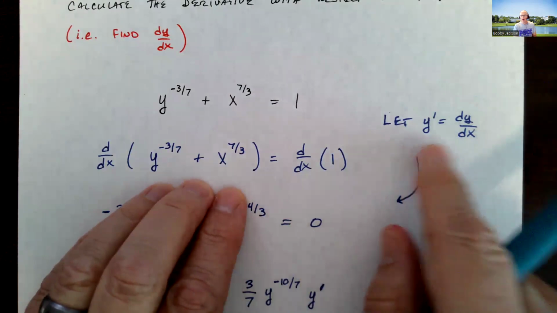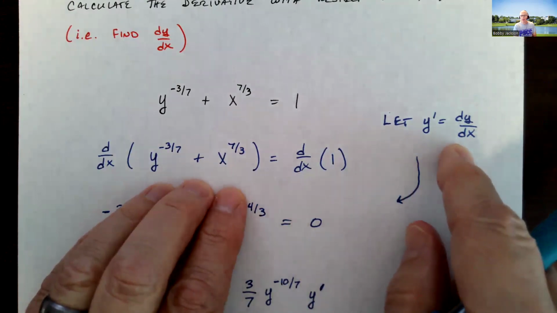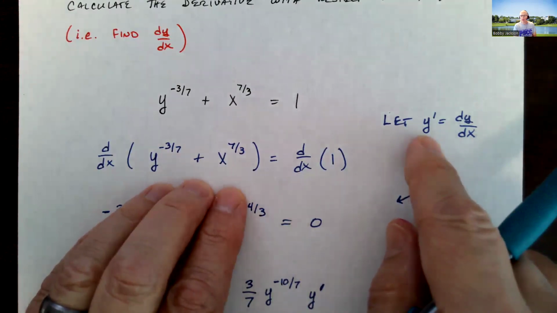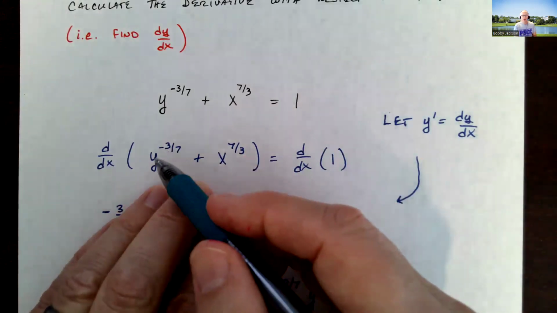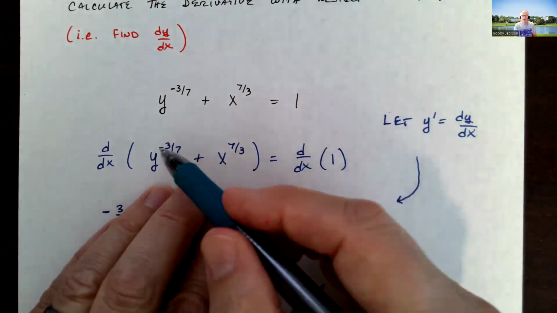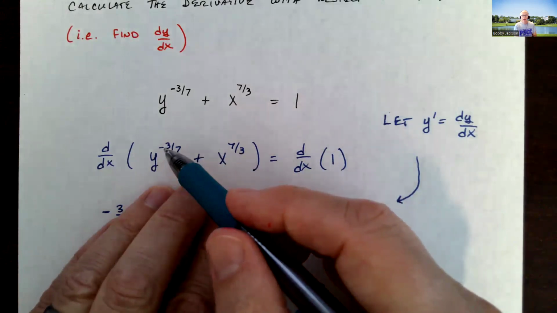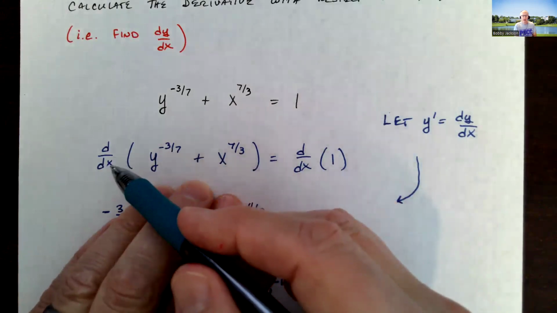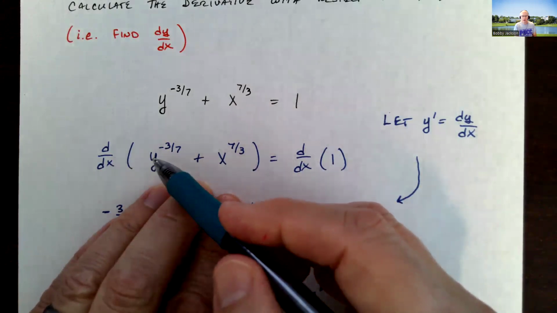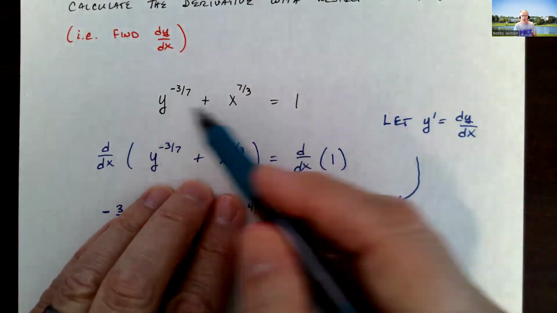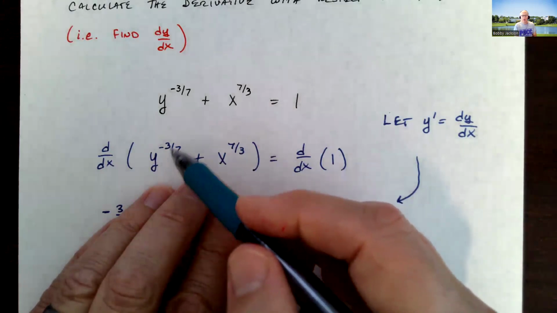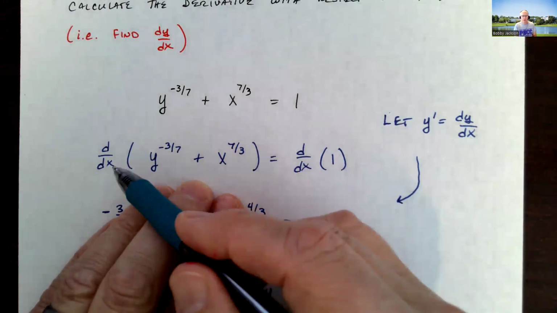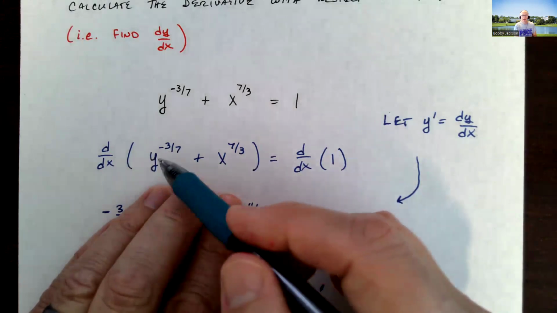I'm going to let y prime be dy dx, just for the sake of simplifying the notation here. And so what do I do over here? I take the derivative of each one and add them together. And what's the derivative of y to the negative 3/7 with respect to x? So notice y is a function of x. Again, we could solve for y here explicitly, but we want to use the chain rule here, right?